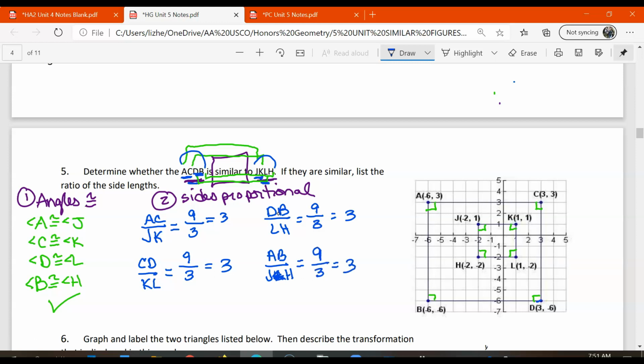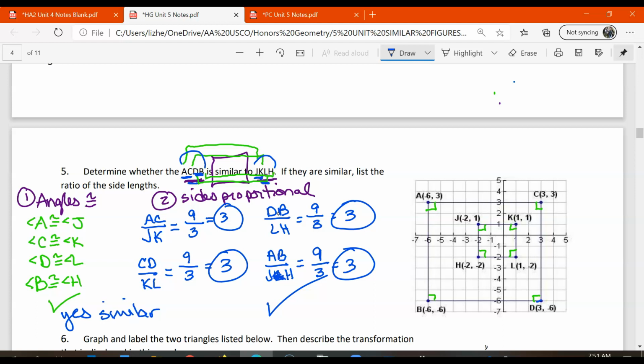So there we go. We have all of our ratios simplify to the same number, and all of our angles are congruent. So yes, they are similar. And then it says, list the ratio of the side lengths. Well, the ratio is 3.